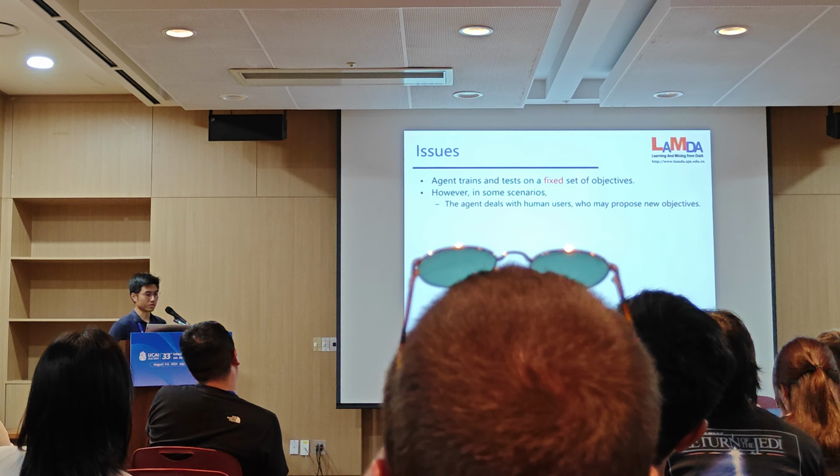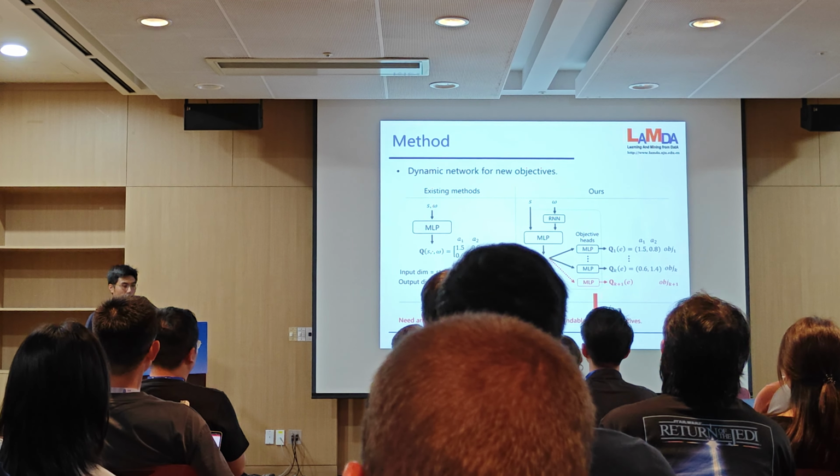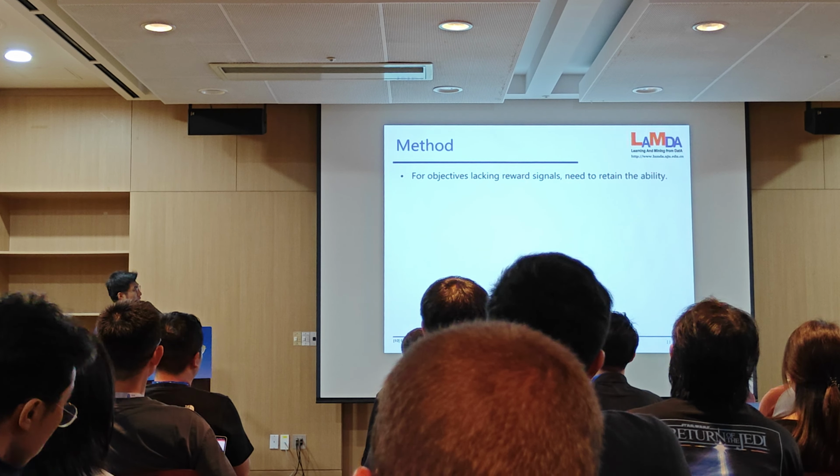So to solve the problem, our agent first needs to learn about the new objectives very quickly. Instead of training the entire agent model from scratch for the new set of objectives, we designed an expandable network architecture, and when new objectives arrive, our agent simply expands the network, the red parts, to learn about a new objective. And for objectives lacking reward signals, the agent needs to retain the ability to achieve those objectives. So we propose the Reward Model Rehearsal technique, which learns a multi-objective reward model to recover lost rewards, so the agent can learn over all encountered objectives.